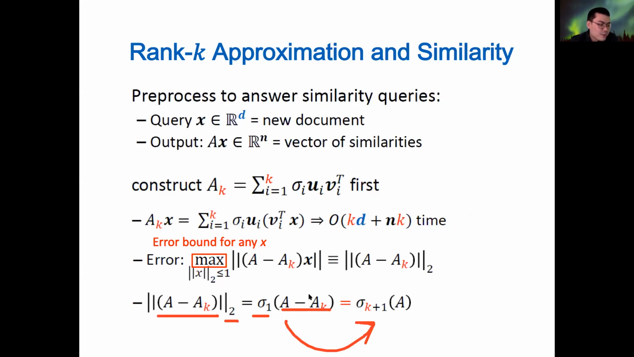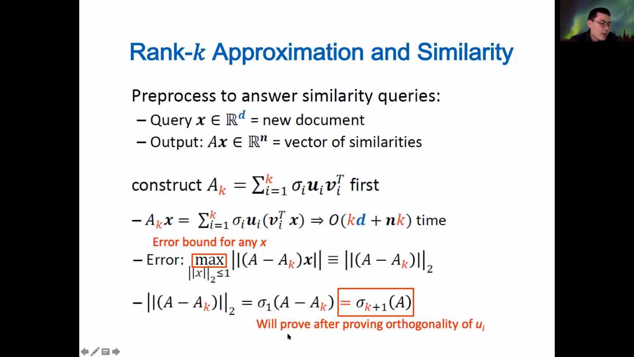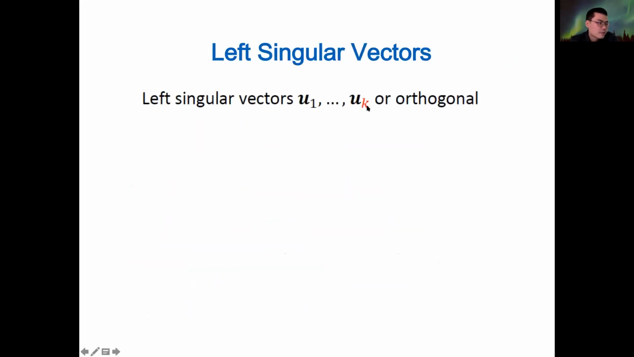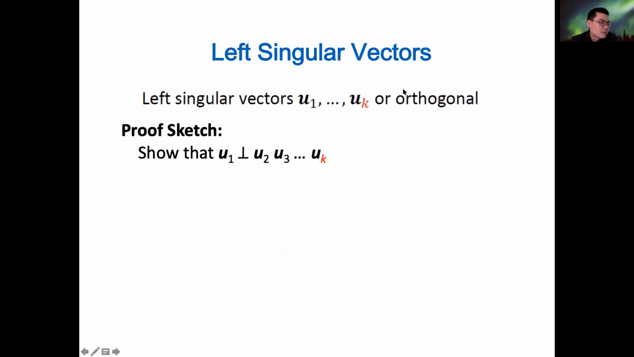If you remove the first k components, then the next most important dimension is the k plus 1 dimension. We use red to denote it because we will prove that later. We cannot prove it right now. We first need to prove that the u_i, which we define as A v divided by sigma, are orthogonal, and then we can see this. So that's what we are going to do next: prove the left singular vectors are orthogonal.